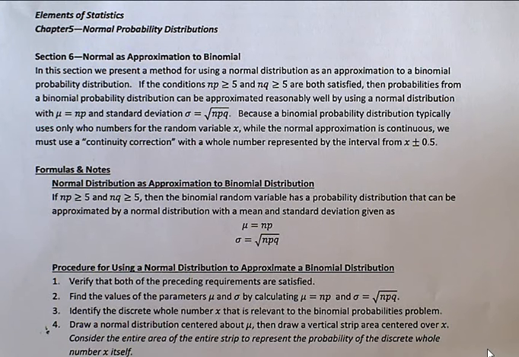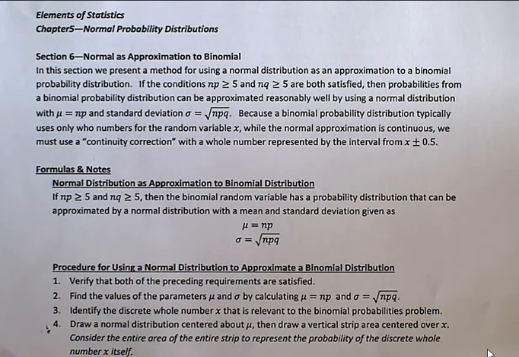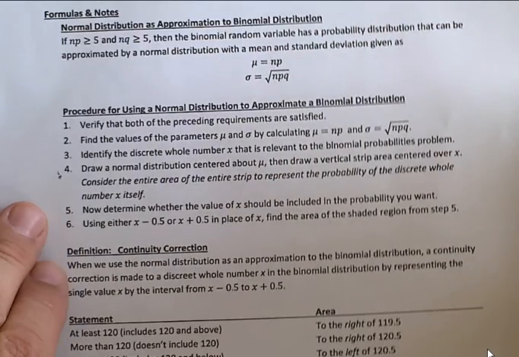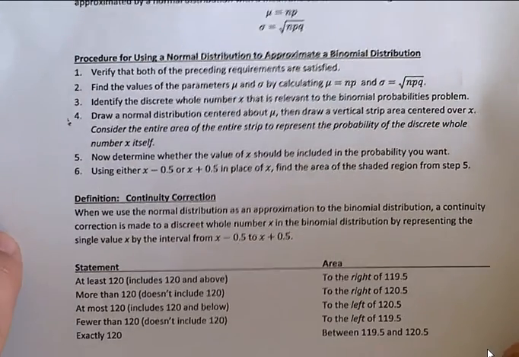So if n times p is greater than or equal to 5 and n times q is greater than or equal to 5, then the binomial random variable has a probability distribution that can be approximated using those formulas. So I'll show that when we go through some of these in just a minute. Down the bottom, here's kind of where that fudge factor, that continuity correction comes into play.